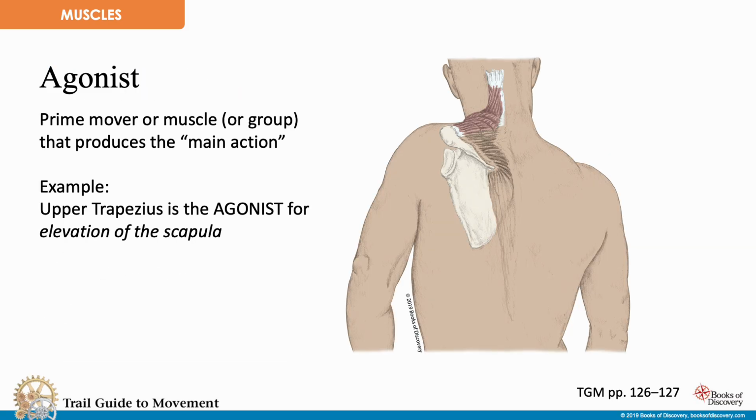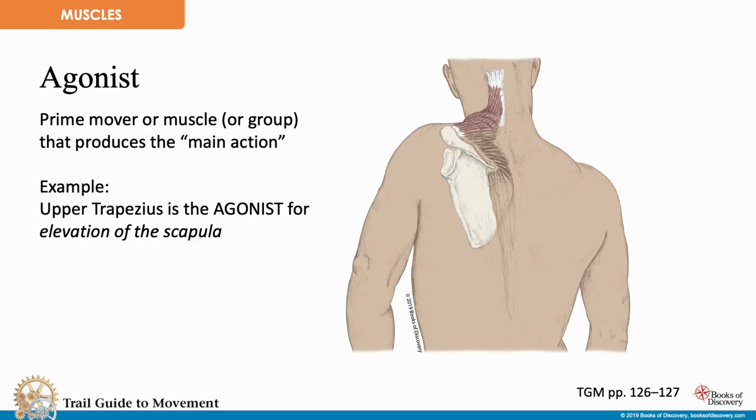We're going to zero in on our main character, which is the agonist. In any given movement, this is a prime mover. It is the muscle, or sometimes a group of muscles, that is primarily responsible for producing a specific action. So we're going to take a look at the diagram of the back here. When we want to shrug our shoulders, or more technically, elevate the scapula, the upper trapezius is the agonist. It's doing the bulk of the concentric contraction to make the movement happen.